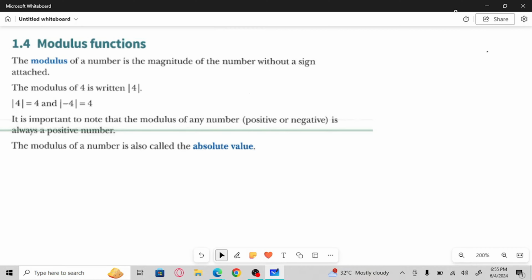Hey everyone, this is the Math Nexus, and today we are going to solve exercise 1.4 for IGCSE and O-level advanced. This exercise revolves around the concept of modulus functions. So, what are modulus functions?